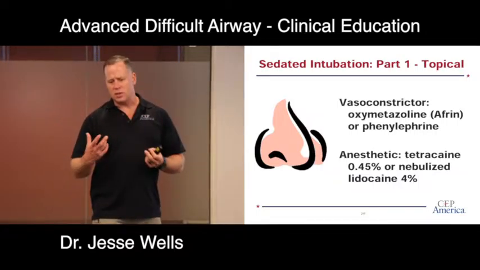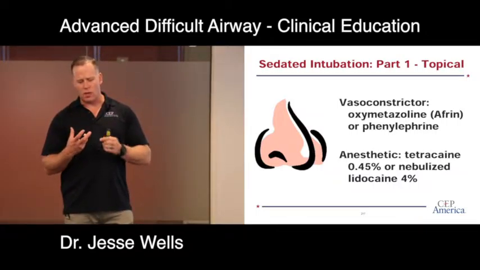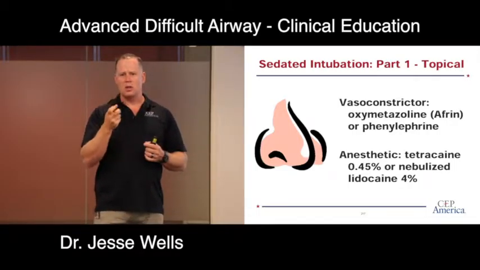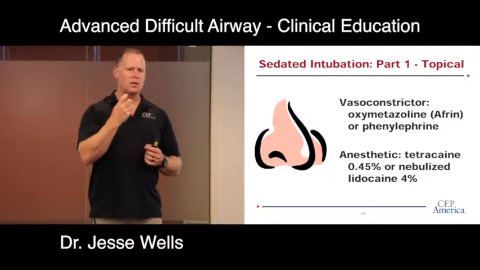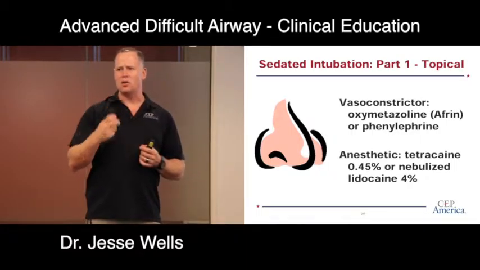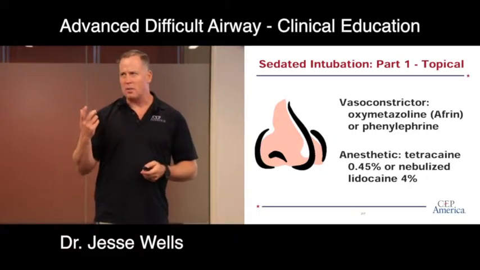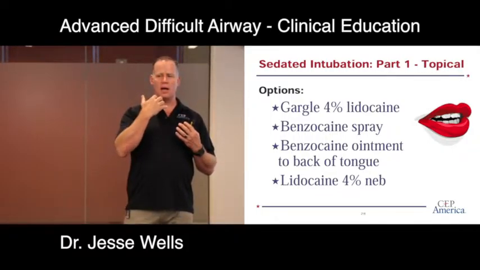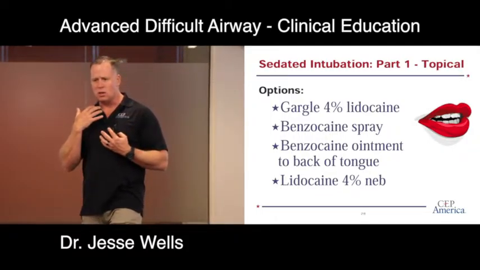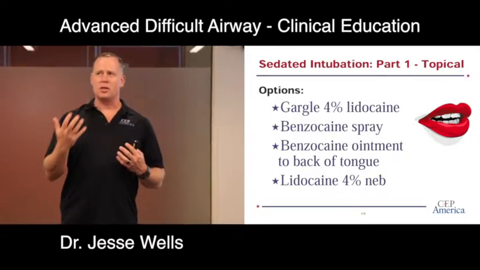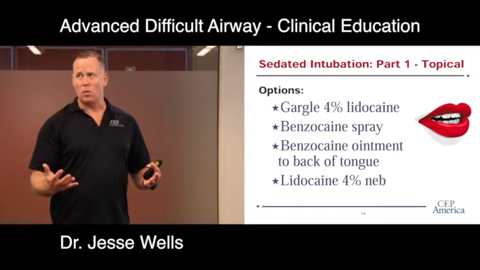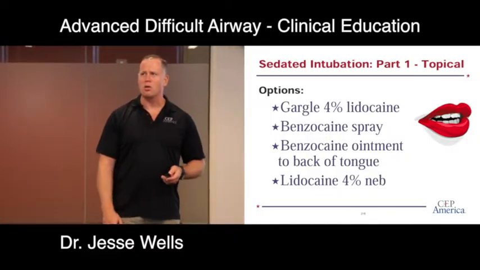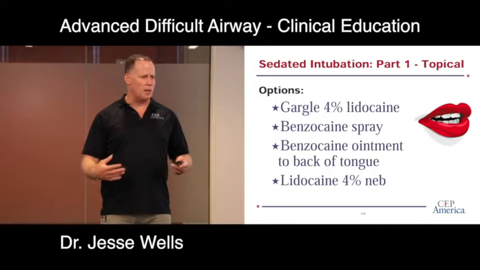Other techniques are you can take lidocaine in a syringe with an 18-gauge angiocath and just squirt it on the posterior oropharynx, squirt it on the back of the tongue, and do that in series, every minute or so for a few minutes. They talk about putting benzocaine ointment on the back of the tongue, and it warms up and drips down and does topical anesthesia on the posterior oropharynx. Benzocaine spray, which is hard to find anymore. Gargling lidocaine, it's hard to find the patient that'll be cooperative enough to gargle lidocaine. But those are the different options.